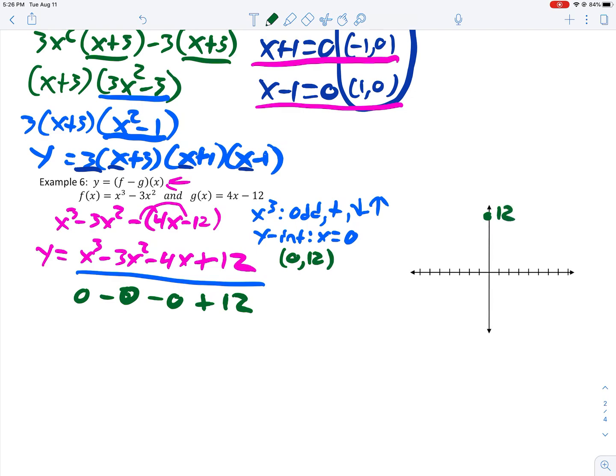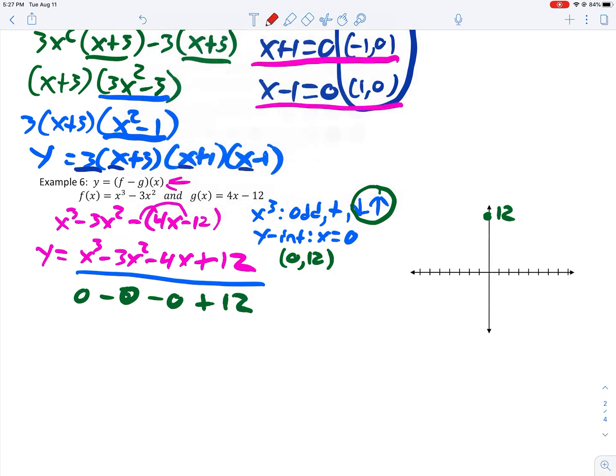And if you're like, well, how's he getting 0? Plug in 0 for x. Those first three terms are all going to be 0. So you just get 12. So I have the end behavior and I have the y-intercept. So all I need is the x-intercepts and I can sketch my graph. The problem is that's quite a lot of work we've got to do still.